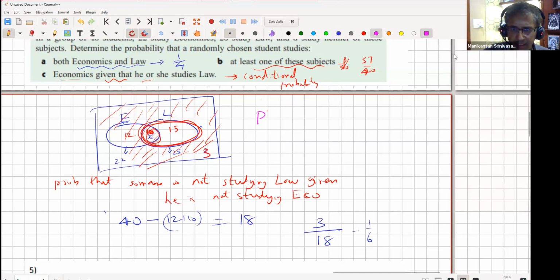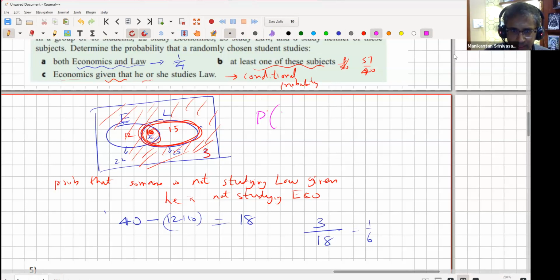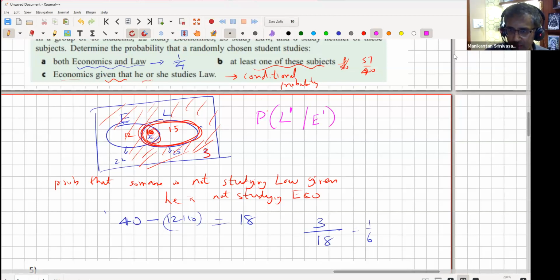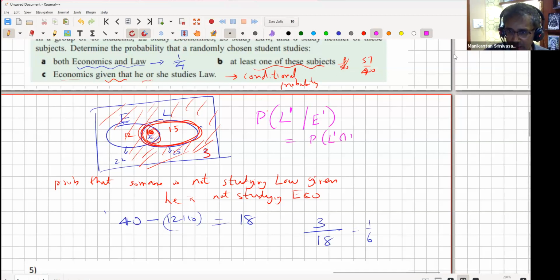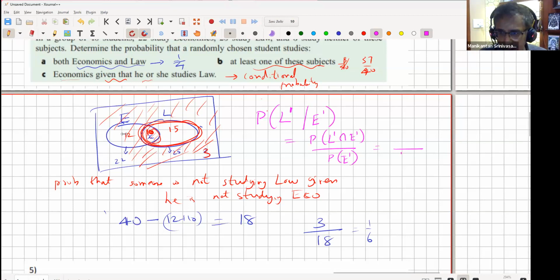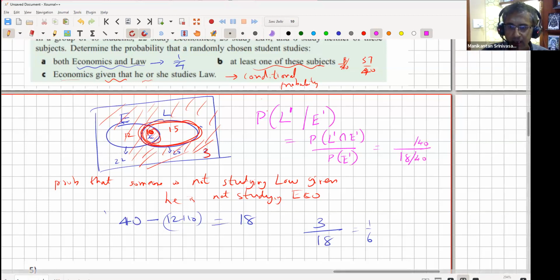Okay. So probability that, okay, not studying economics is not studying law. So that's denoted as L dash. L dash means the complement of L, right? Given not studying economics, right? So far so good. So which is the probability that you're neither studying law nor economics, given you're not studying economics. Do you agree? Okay. Now this denominator is, how many people are not studying economics? 22. So this denominator is 18. Well, 18 over 40, but the over 40 gets cancelled everywhere. So this is also something over 40, right? So neither studying law nor economics is 3 out of 40, right?